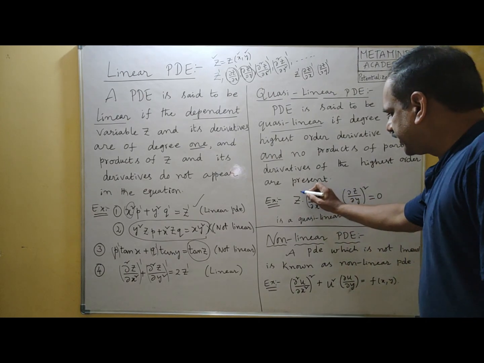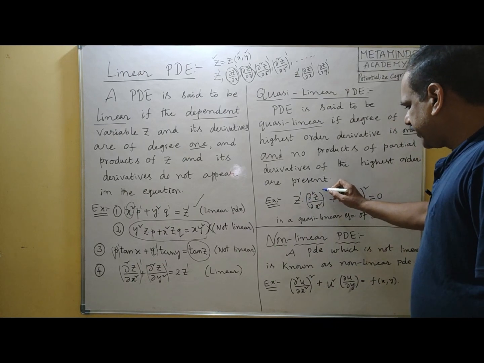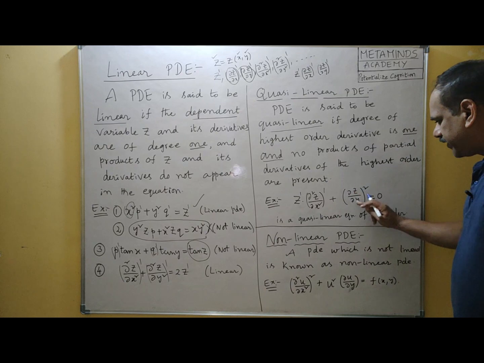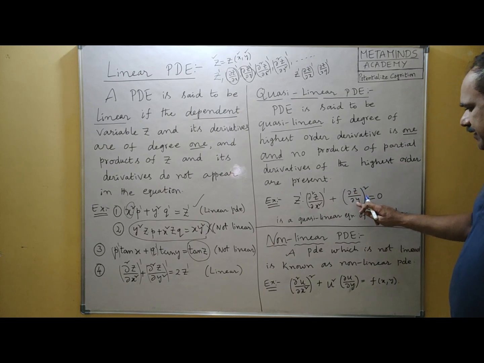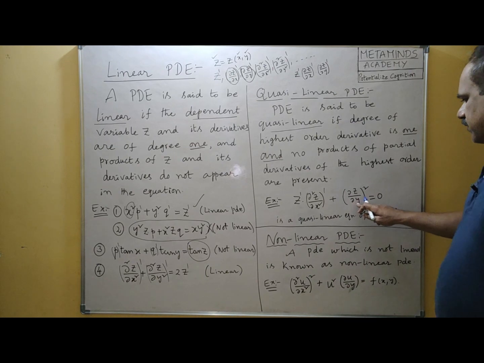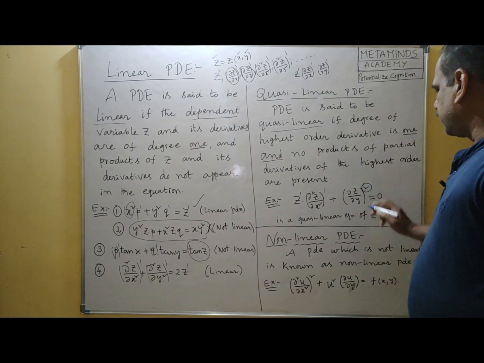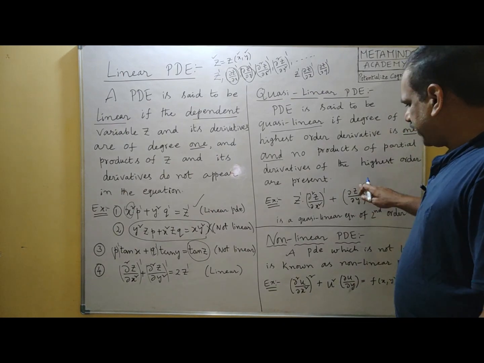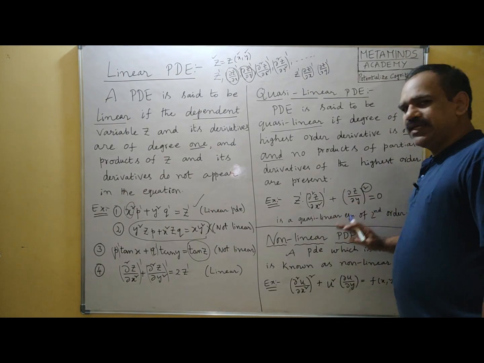So what is the degree of z? 1. The degree of ∂²z/∂x²? 1. Now what is the degree of ∂z/∂y? This is the derivative of the dependent variable, right? So the degree is 2. Though the degree is 2 for the partial derivative ∂z/∂y, this is called a quasi-linear equation.